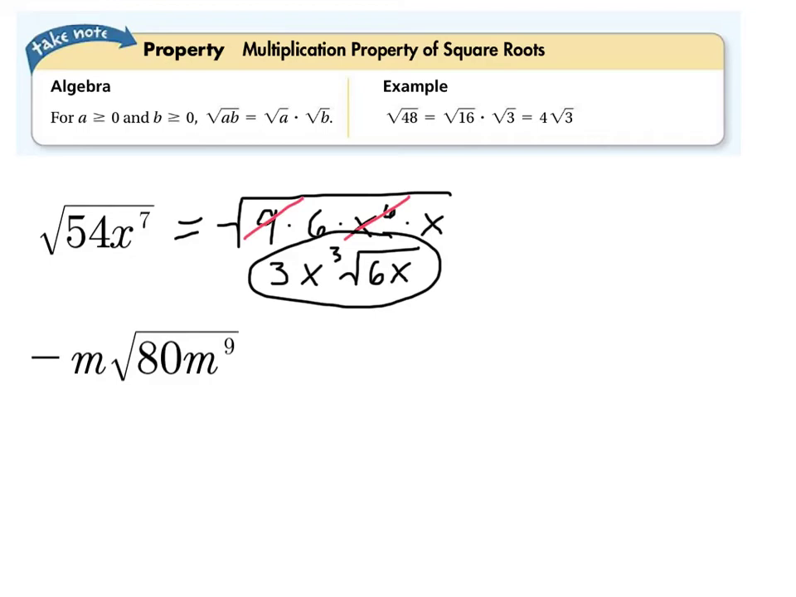Okay, let's try the next one. A negative m on the outside has no impact on the answer here. Perfect square that's a factor of 80. Well, 16 is a factor of 80. 16 times 5, in fact.